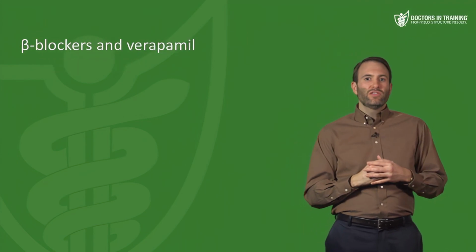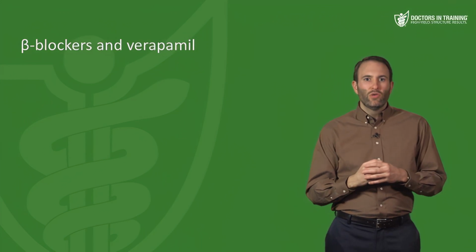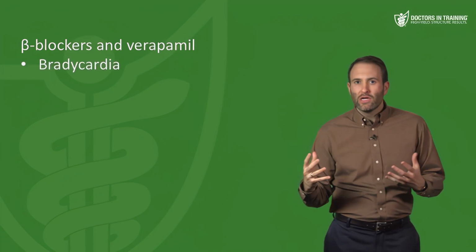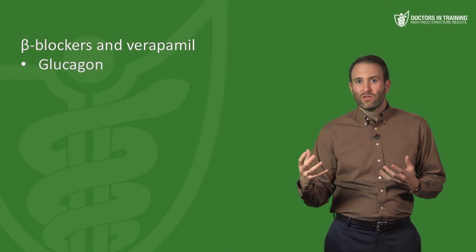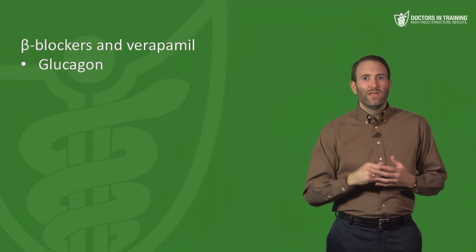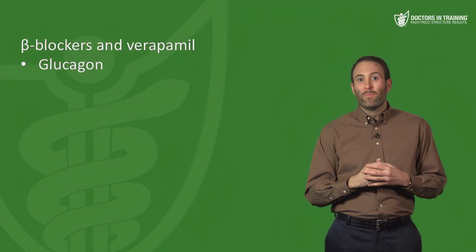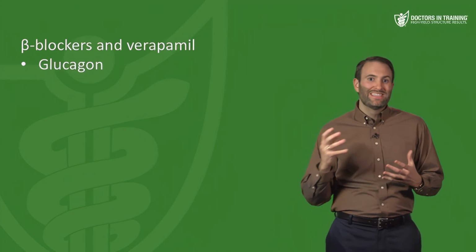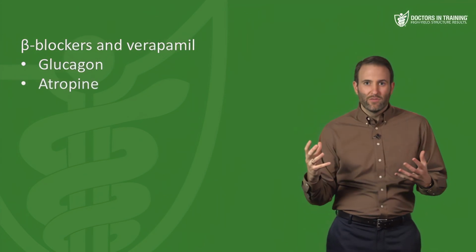Next, we have beta blockers and calcium channel blockers. How would you treat an overdose of these? Well, you would expect to see bradycardia in these patients. Well, glucagon is the classic answer to this question, which really never made much sense to me. Now, the suspected mechanism is that glucagon increases cyclic AMP in the myocardium, which will bypass the beta-adrenergic second messenger system. So atropine is the other treatment that we have to think about.